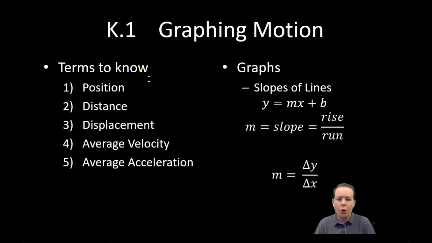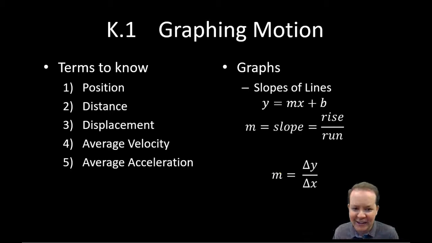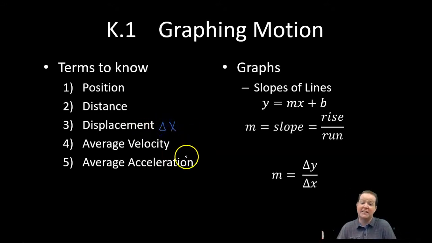Now, first of all, there are some things that you should hopefully already know when it comes to graphing motion. First, hopefully you know all these terms already: position, distance, displacement, etc. If you don't know some of these terms, you should stop this video and go back and watch one of the prior videos on intro to motion. Maybe also make sure you remember that the way we symbolized displacement was with that delta x, because you're going to see that symbol a lot. Remember velocity is usually v, acceleration is a.